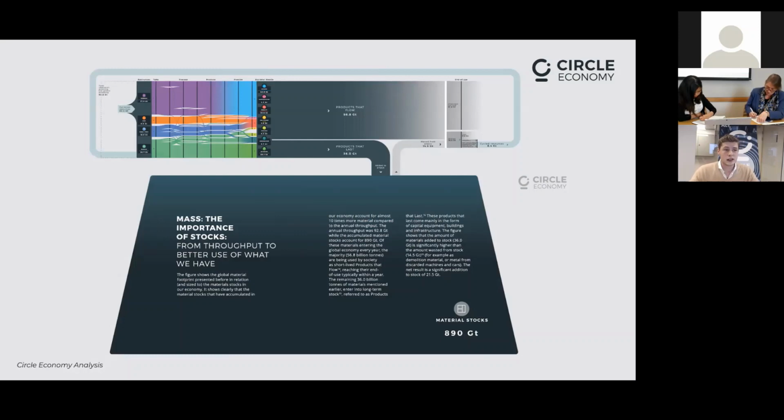And as you can see, if we put all of that in relation, we have vast amounts of global stocks, about 890 gigatons. So one of the key challenges of a circular economy is also how can we make the best possible use of those large amounts of stocks, and how can we make sure that these are then also, once they do become waste, re-entered into the economy as secondary resources.